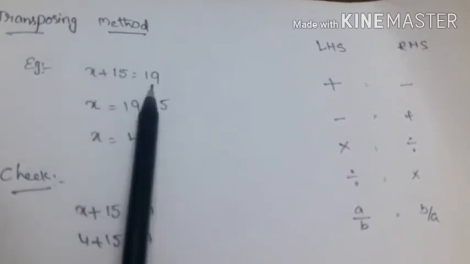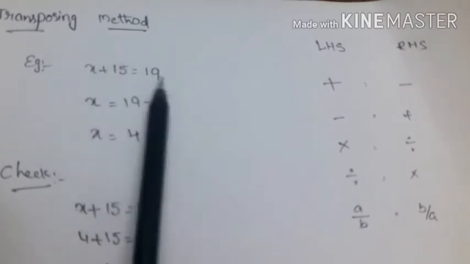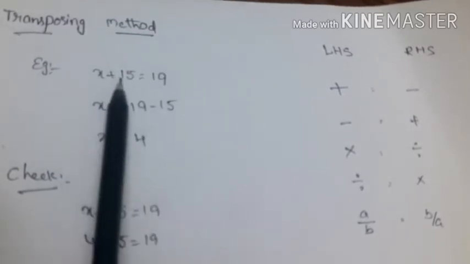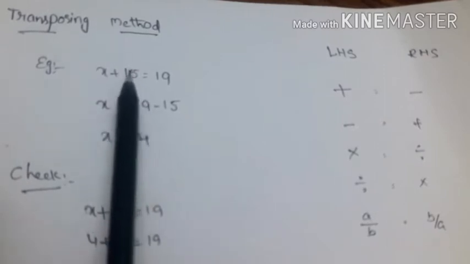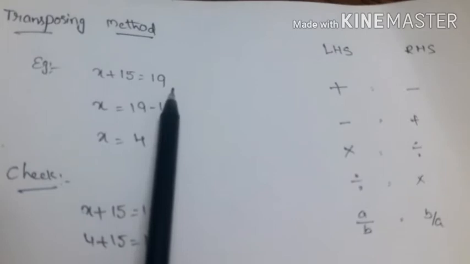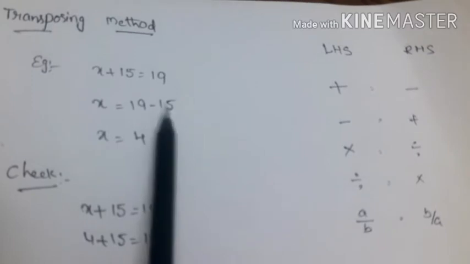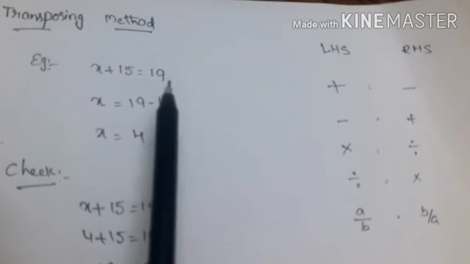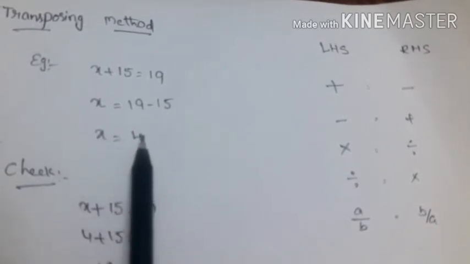How do you solve this one? This is a constant value, this is also a constant value, just numbers. So now I am transposing plus 15 from the left hand side to the right hand side. That means I am carrying this term from one side to the other. So 15 becomes minus 15, because here it has a positive sign. That means 19 minus 15 is equal to 4. So x is equal to 4.